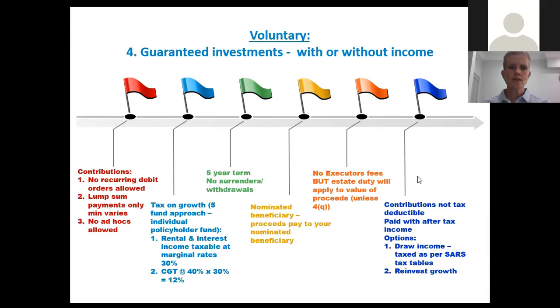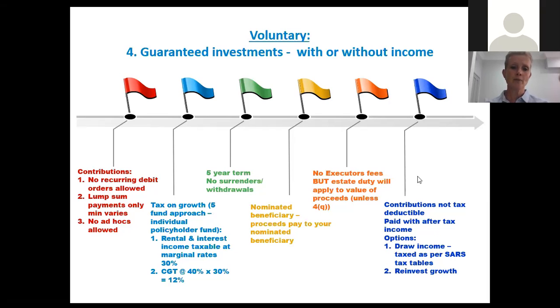Next in the voluntary space is the guaranteed investments with or without income. So again, hindsight has proven very valuable to us. I think even before COVID, the balanced funds have not performed over the last 5 years. Cash has been king. So these kind of investments that carry guarantees have been something that people who have had them have been very grateful for having them, and those who haven't had them have wished that they did.